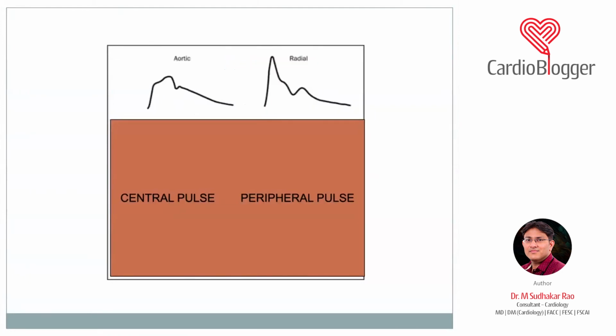This is the typical example of a central pulse. You can see the ascending limb is a little less steep. The descending limb is also less steep. There is a dicrotic notch. There is an anacrotic notch. As compared to the peripheral arteries, where there is a very steep ascending limb and the descending limb is also steeper as compared to the central arteries.